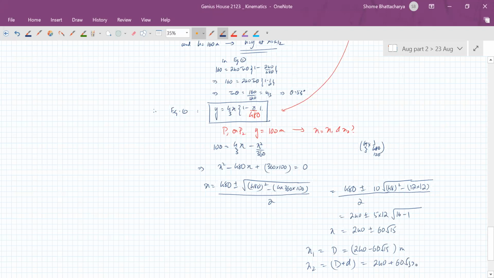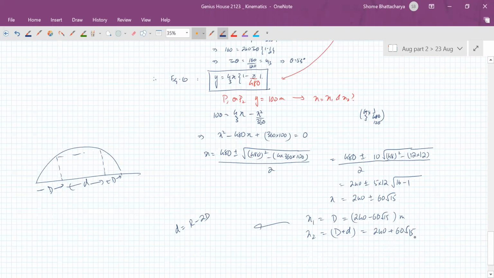But you can also understand that we actually don't even need this. We can understand one thing, that small d will actually be how much? It's like this now. If this distance is capital D, then on this side also, this distance will be capital D, from the symmetry. So small d is actually r minus 2 times capital D. That's another way to calculate this. You will see it will come out to be the same thing.